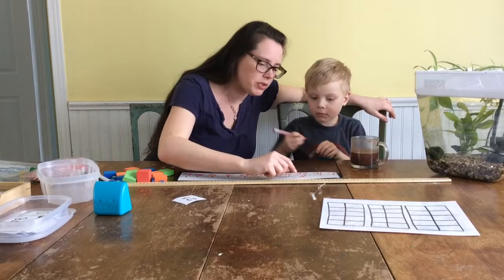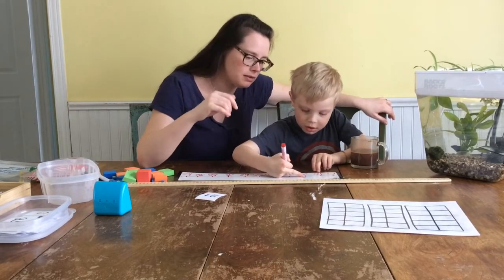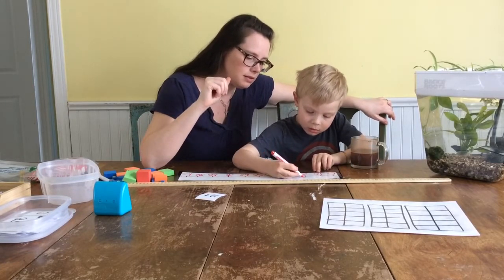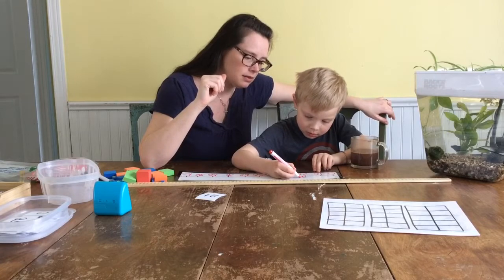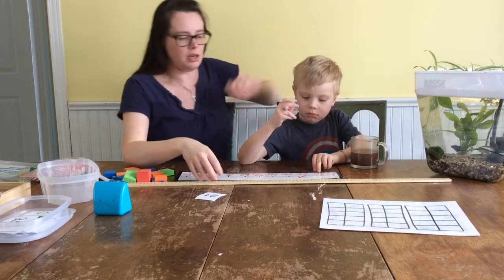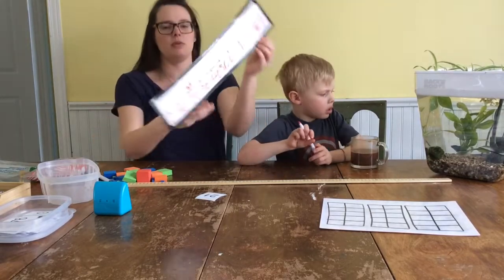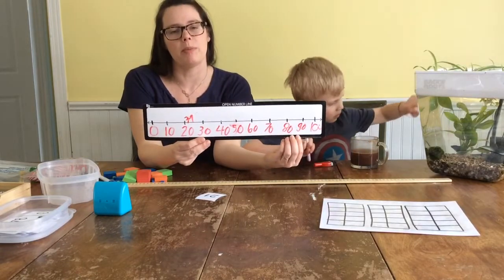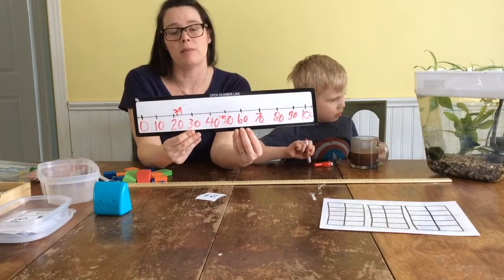Oh, what's that number supposed to be? That's okay. Good job. All right. So he has his 21 on the open number line. We're going to wrap it up here. We'll show you other ways to represent numbers tomorrow.